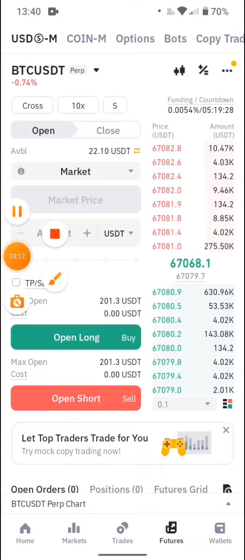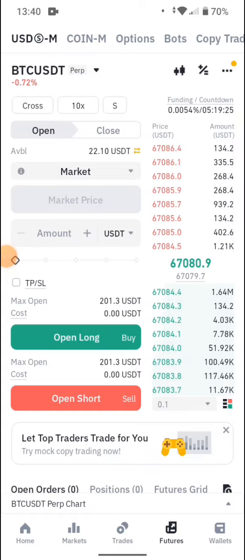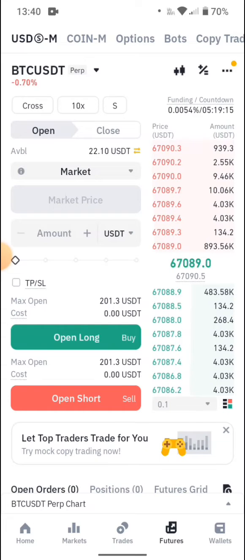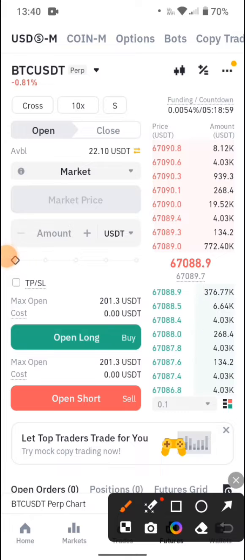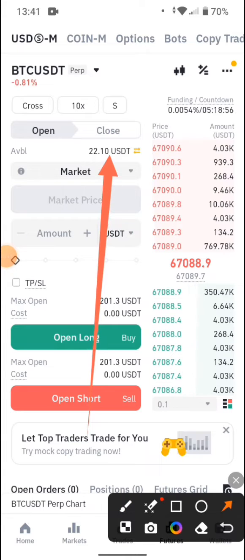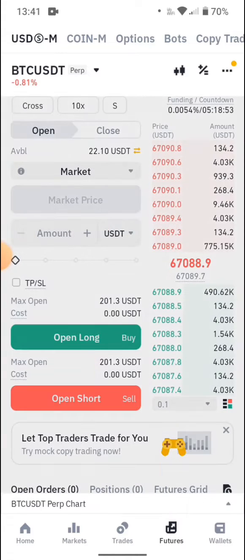So the first thing, after having your account and verifying it, is to deposit money in your trading account. If you buy USDT through P2P or any way you want, or you transfer from one exchange to another, it's going to be in either the spot wallet or your funding wallet. If you want to trade futures, you need to send it to the futures wallet. Now you can see our balance here is 22 USDT available. This is what we are going to use to trade in the futures.